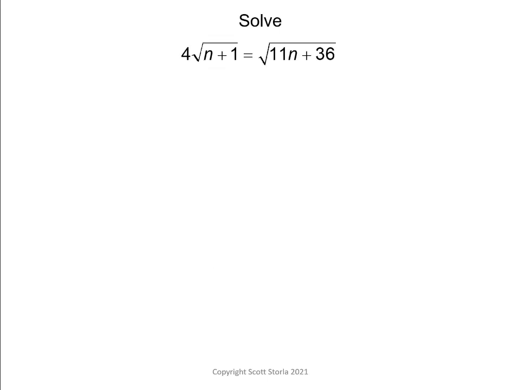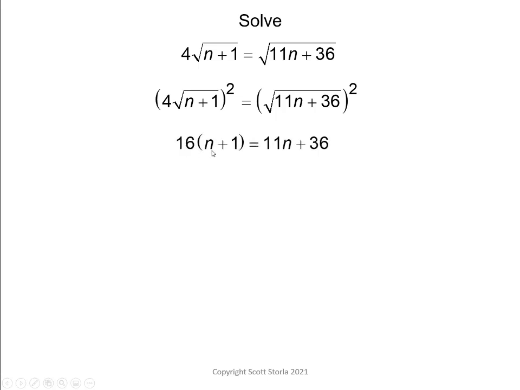How about this one? This factor of 4 is new, but we can still just square both sides, and we'll use the power of a product property over on the left. If I square 4, I'll get 16. If I square my square root, I'll get n plus 1. And please make sure to include parentheses, because this factor is multiplying both of these. So when you square both factors, make sure you have parentheses here.